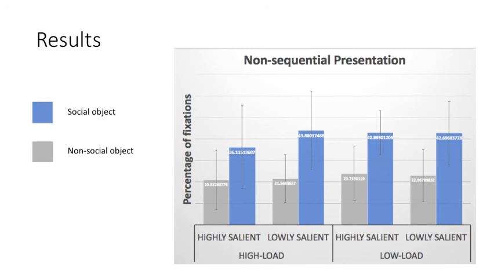And here I am presenting the non-sequential presentation. Again, the blue represents the social object, whereas the gray represents the non-social object. We have the x-axis with highly salient, low salient, and high and low load, and the y-axis with the percentage of fixations.